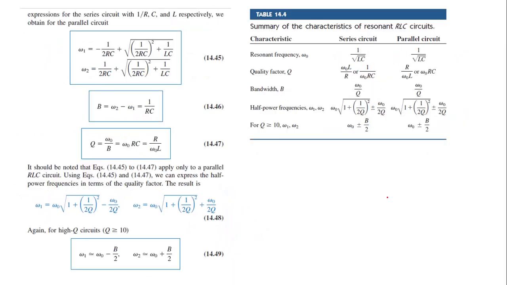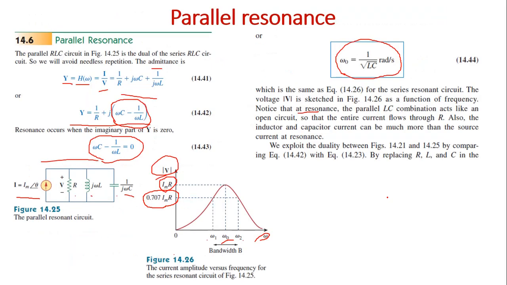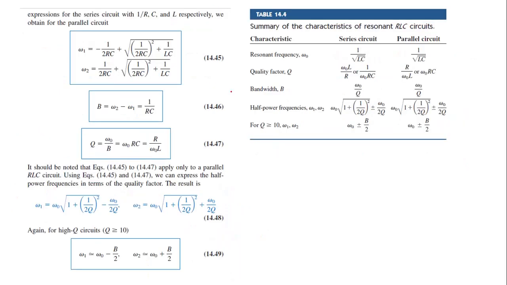So we are going to see the formulas for half power frequencies, bandwidth and quality factor. So remember the formulas for series resonance. In those formulas we are going to just replace the components R, L, C. If there is a resistance in series resonance, it will be replaced by 1 by R for parallel resonance, and similarly L will be replaced by C and C will be replaced by L.